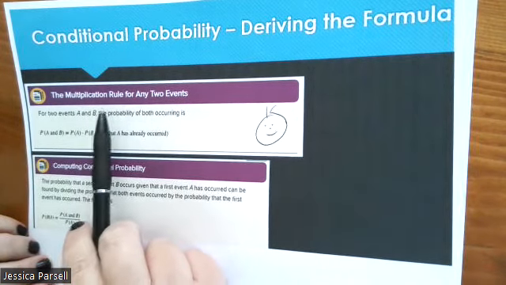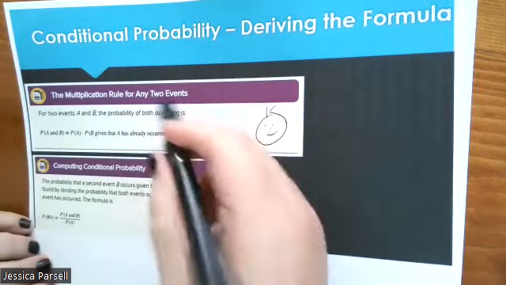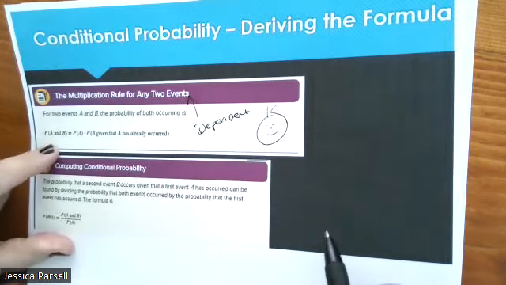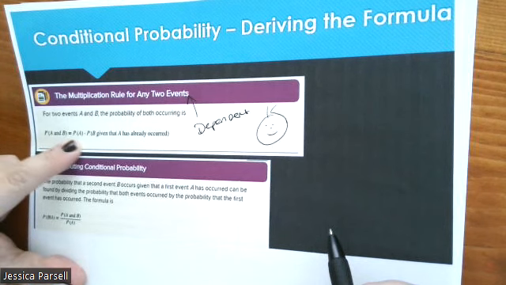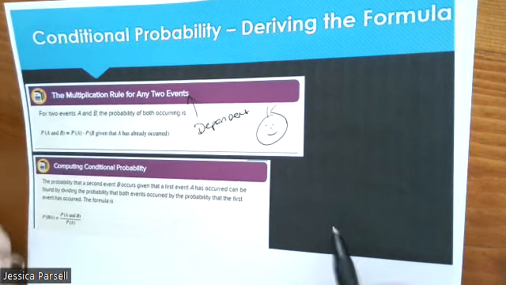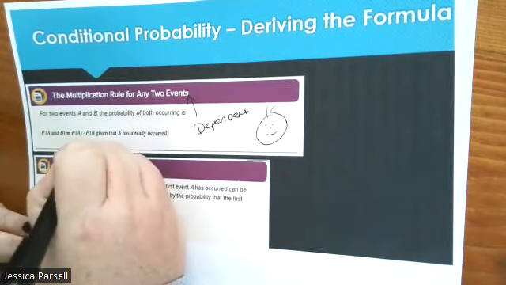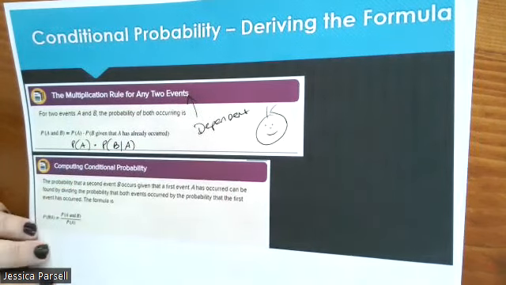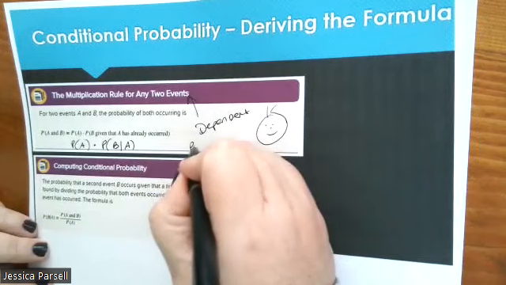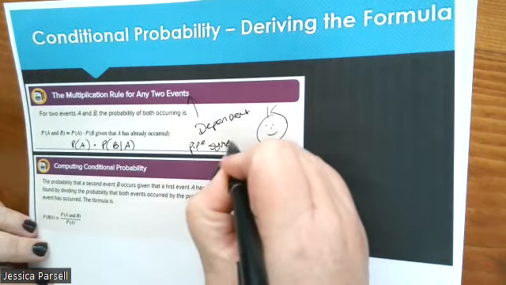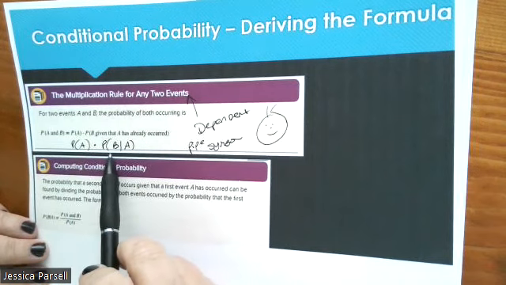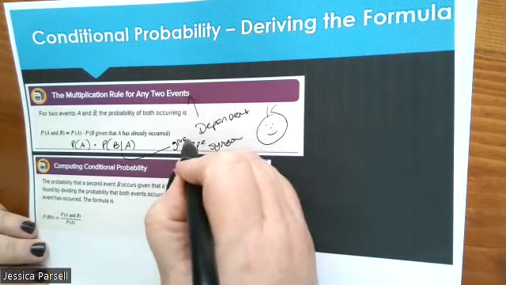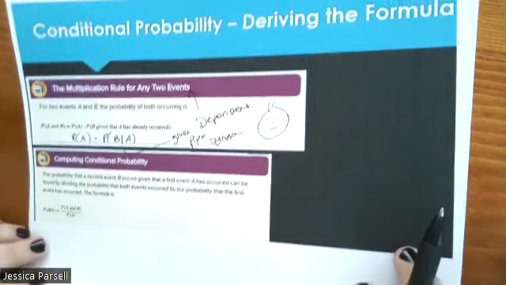So we know that the multiplication rule for any two events, when you have dependent events, is that the probability of A and B becomes the probability of A times the probability of B, given that A has already occurred. So you could rewrite this as the probability of A times the probability of B. Then you're going to use a pipe symbol. That's the pipe symbol right there. Pipe symbol means probability of B given. So that just means the word given. A has already occurred. So how do you compute this?